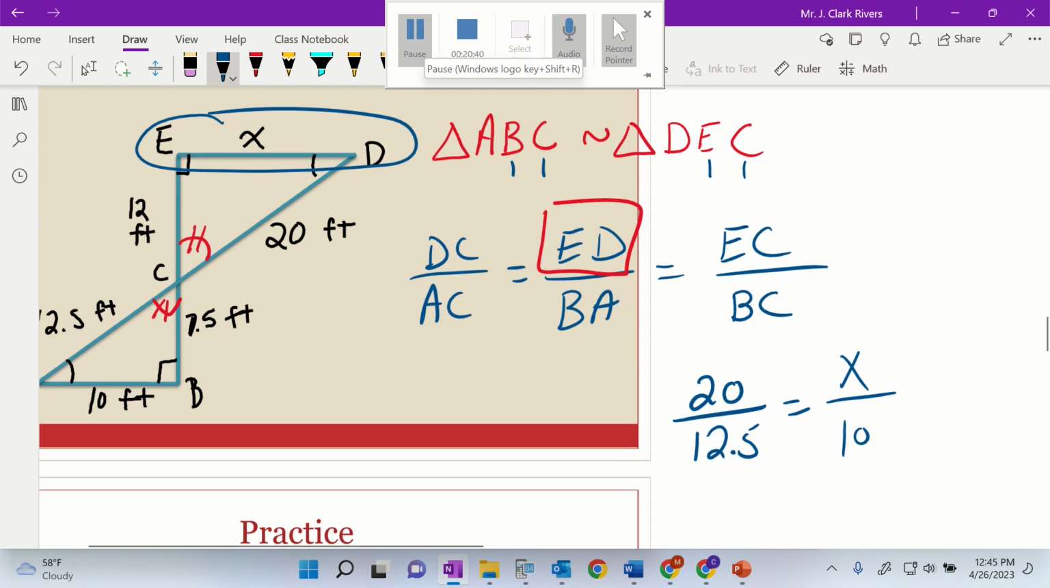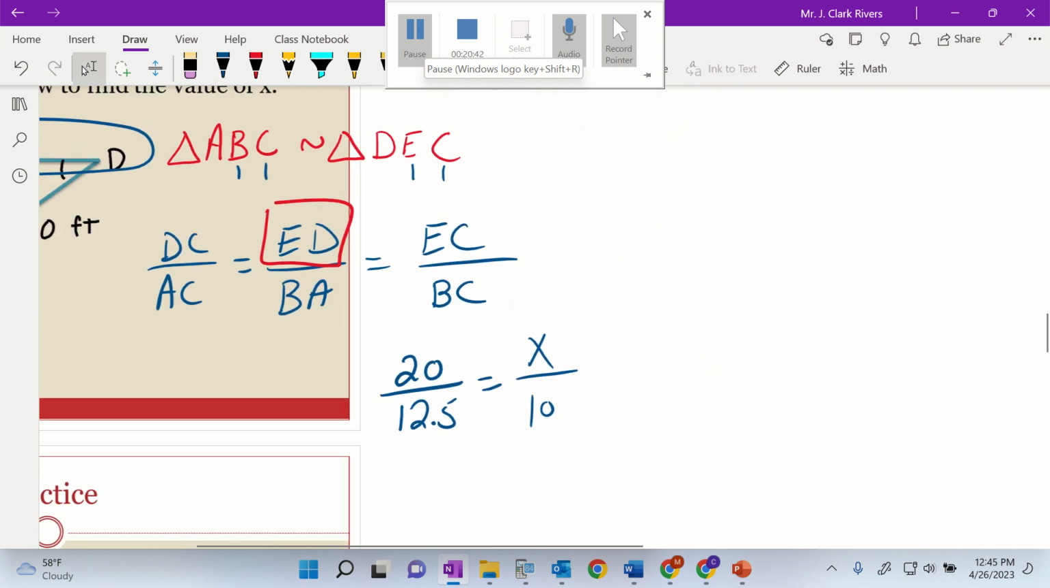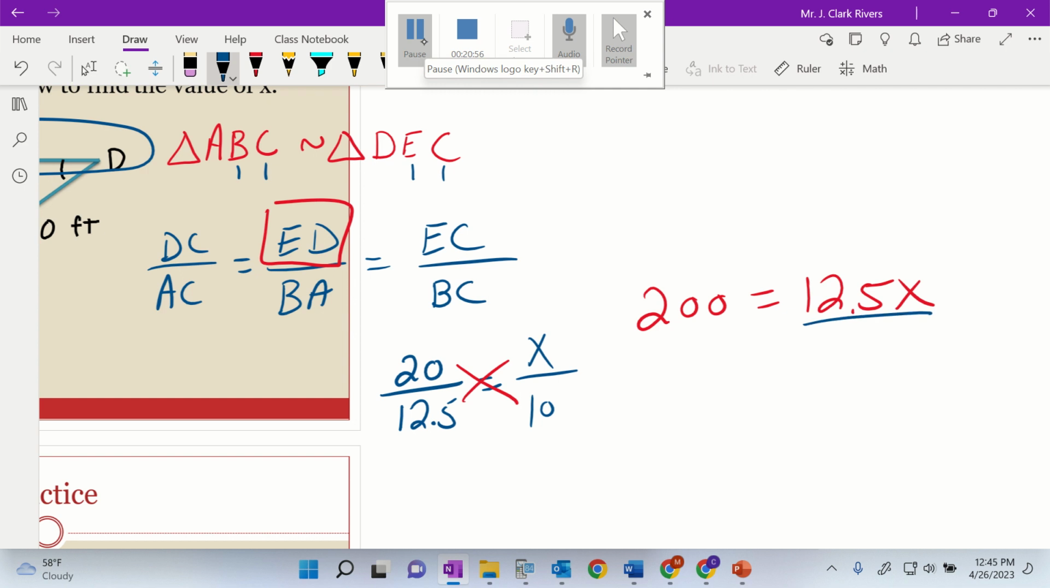So there you go. Once you have that proportion, you can cross multiply and solve. If you had a different proportion, you probably still got this right. There's a few different proportions that work. 20 times 10 is 200. 12.5 times X is 12.5X. Then we're going to divide both sides by 12.5. What'd you guys get when you divided 200 by 12.5? 16. So X equals 16 feet.